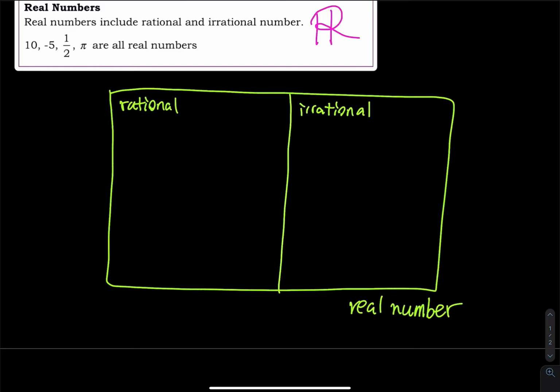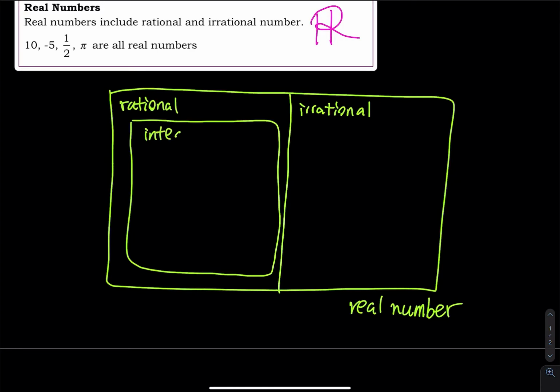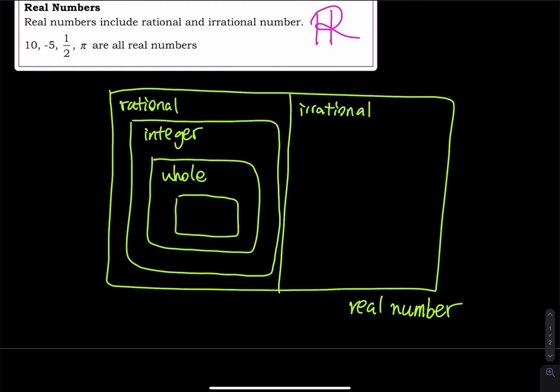Rational numbers contain integers. So on the rational number side, I have integers right there. And then inside integers, we have whole numbers. And then inside whole numbers, we have natural numbers. The smallest natural number is 1.